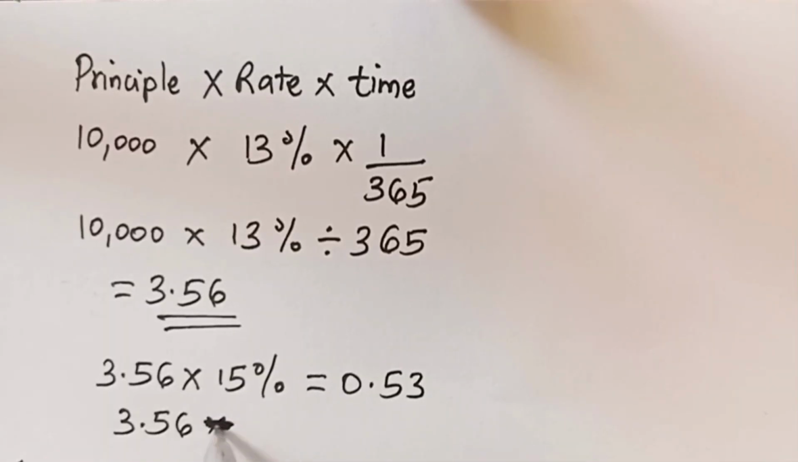So your net interest will be 3.56 take away 0.53, which is the tax, and that equals 3.03 shillings. Remember, we have rounded off the many decimal places to bring it to two decimal places. But now, to me, this is a very lengthy calculation and it's pretty complex.